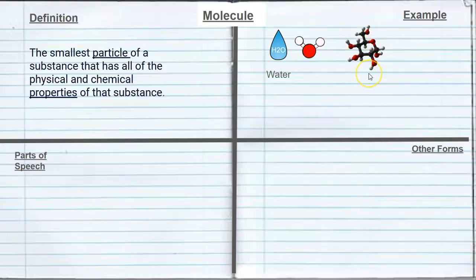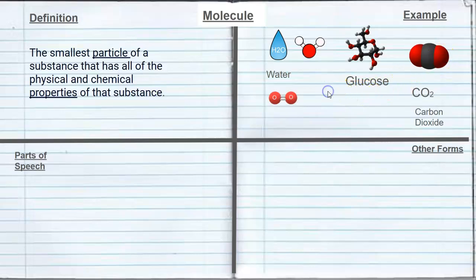What's this one? This is a much more complex one. You actually don't have to draw these. Glucose, sugar. Sound familiar? It's got lots of atoms all connected to it. You don't need to know all of them. Okay? But glucose is another example of a molecule. What's another example? CO2. What's CO2? Carbon dioxide. Sound familiar? It's CO2 because it's 1 atom of carbon and 2 atoms of oxygen.